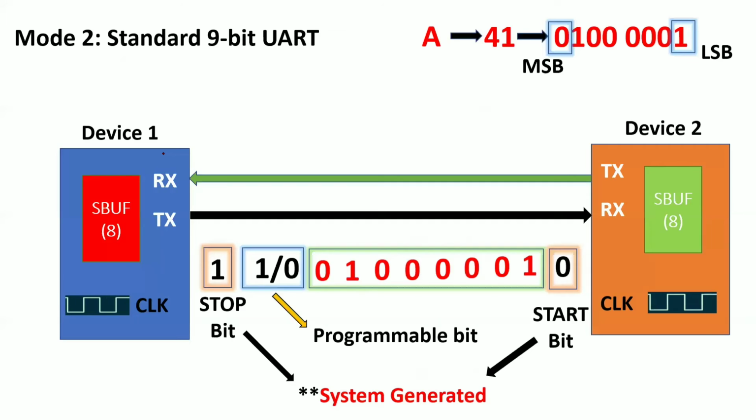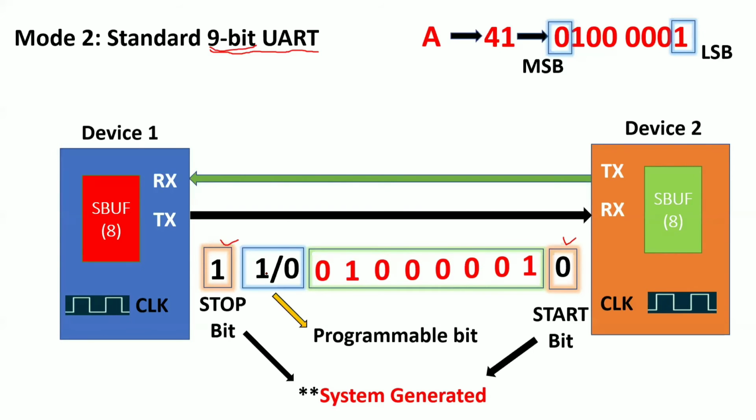Coming to mode 2, in mode 2 also we are transmitting the data obviously, and this mode 2 is called 9-bit UART mode. What is meant by UART? Universal asynchronous receiver transmitter, which means I need to use a start bit and a stop bit during the data transmission. Now there is a point to be noted here. I am transmitting 9 bits instead of 8 bits as in mode 1. What does that 9th bit indicate? That is your programmable bit. That means I can send 1 or I can send 0 also.